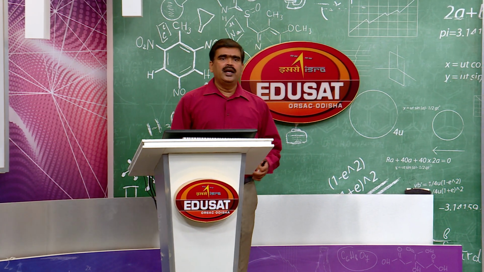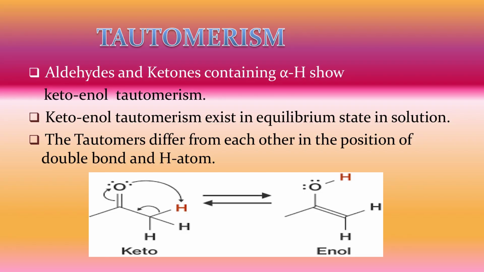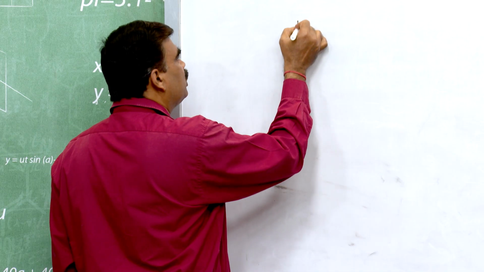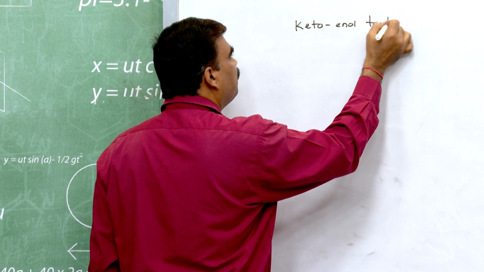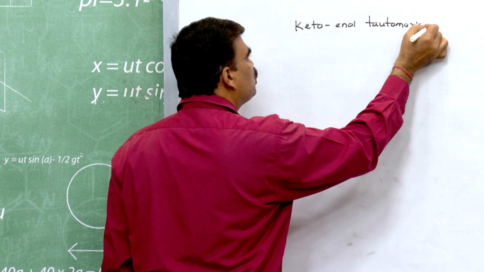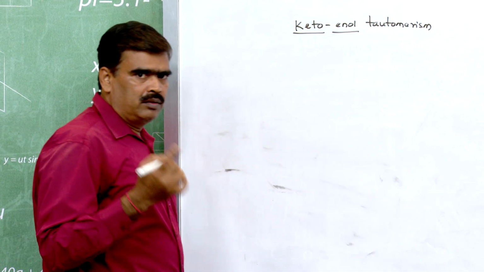Okay. Next is tautomerism. Very, very important. Tautomerism means aldehydes and ketones, they remain in equilibrium state in solution with their another form. If one is called keto form, another is called enol. That means the molecule exists in 2 structures which remain in equilibrium position. That is called tautomerism. Means keto-enol tautomerism. If one structure is keto, another is enol.